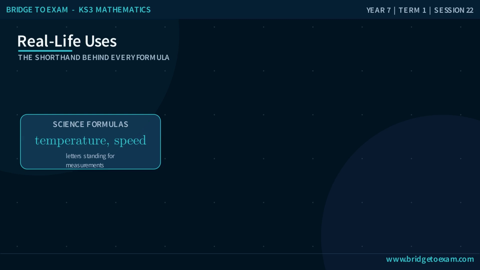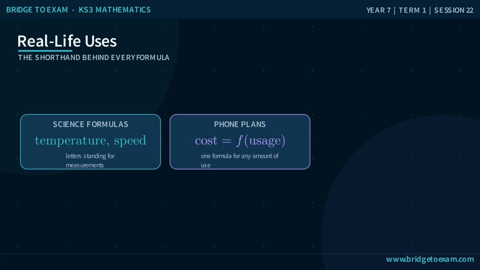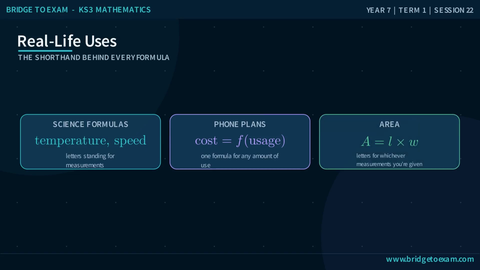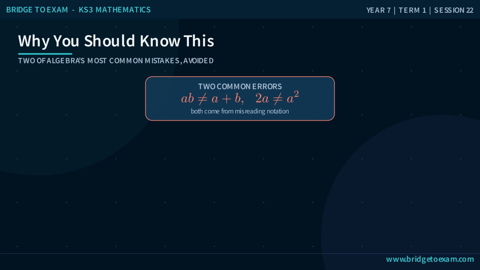Converting a temperature or working out speed from distance and time both rely on a formula written in letters. A phone plan's monthly cost, written as a formula, lets you work out the bill for any amount of usage at all. Even a simple area formula, length times width, is algebra, just with letters standing in for whichever measurements you're given. Why does this matter?